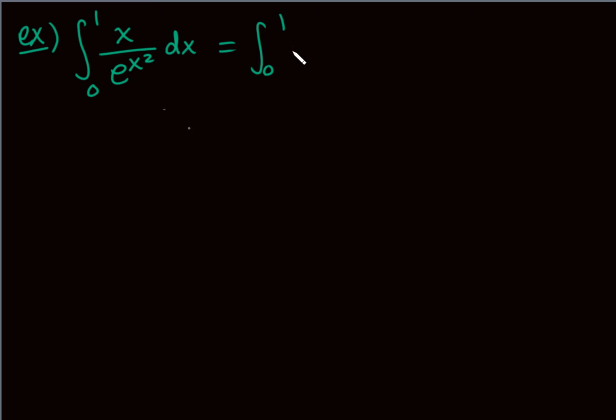So this will be 0 to 1, x e to the negative x squared dx. I know I'm going to do u substitution, so u is going to be negative x squared.